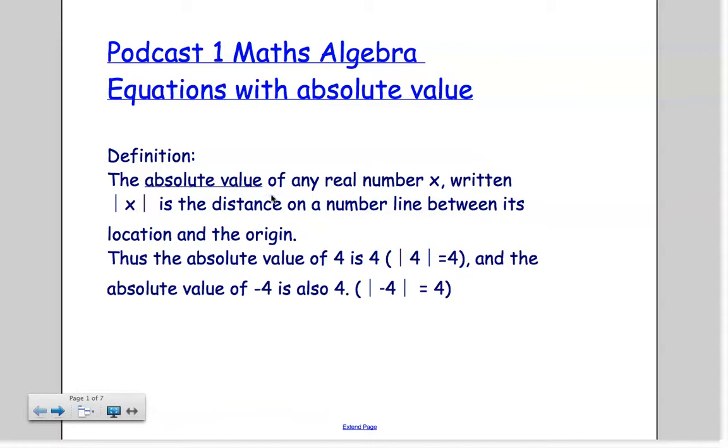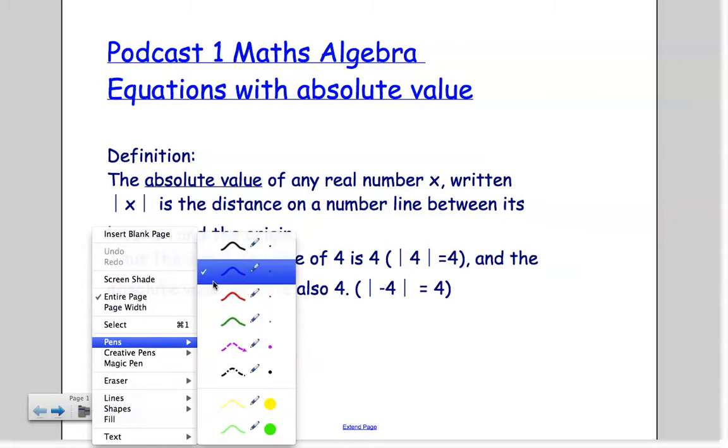The absolute value of any real number x, written |x|, is the distance on a number line between its location and the origin. Thus, the absolute value of 4 is just 4. And the absolute value of minus 4 is also 4 because we ignore the sign. And the reason we ignore the sign is because of that definition there.